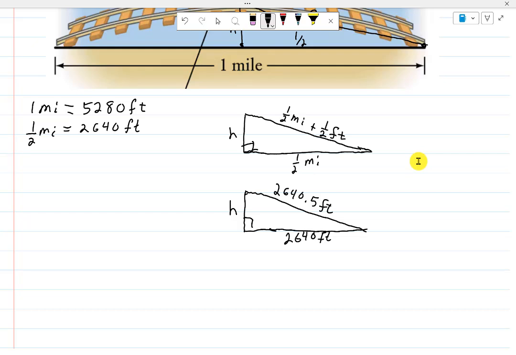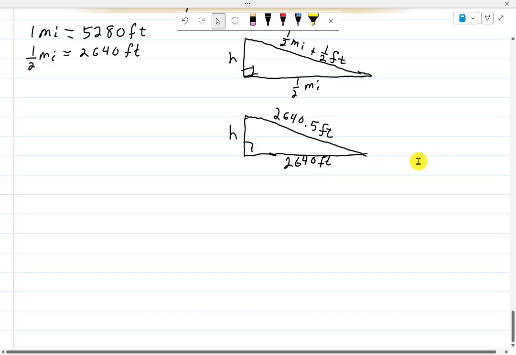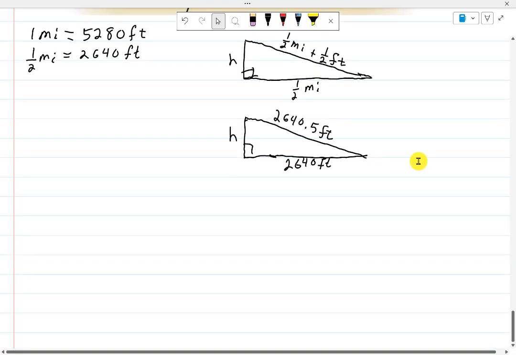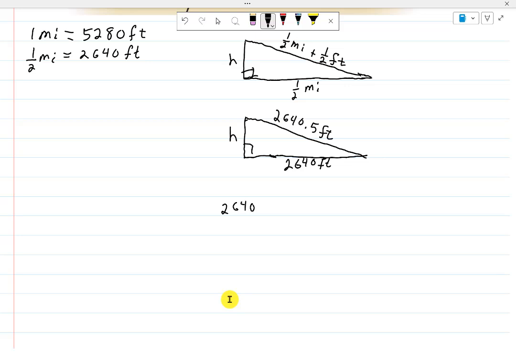And you may have guessed this, we are going to use the Pythagorean theorem. Anytime you have this, it should be automatic to you. The only thing is now, the hypotenuse part is up here. We know that number. So I'm going to put it 2,640.5 squared equals h squared plus 2,640 squared.